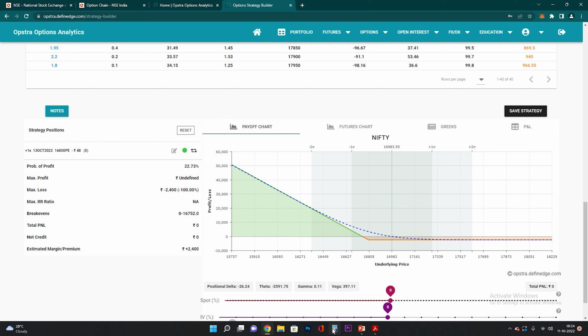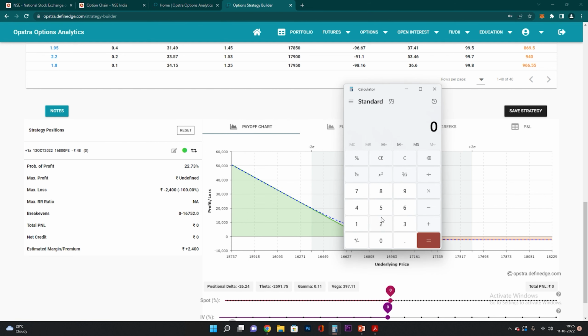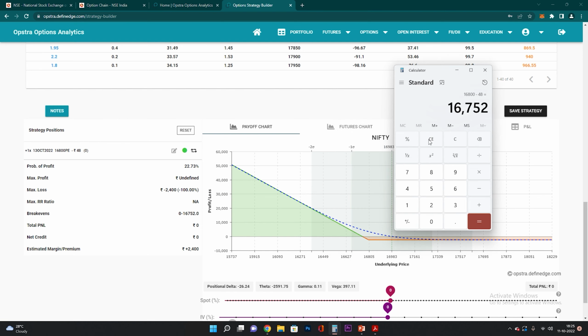In case of put options, the break-even point is calculated as the strike that you have chosen, 16,800, minus the premium that you paid. So 16,752 is the break-even point. After 16,752, each point of the market's movement becomes 1 point of profit. Suppose the market falls and the spot reaches 16,000: 16,000 minus 16,752, so almost 750 points is profit. 750 into 1 lot of 50 quantities, the profit will be 37,500.